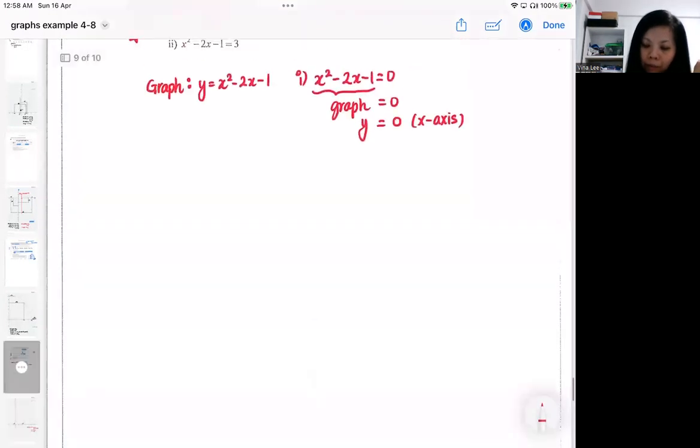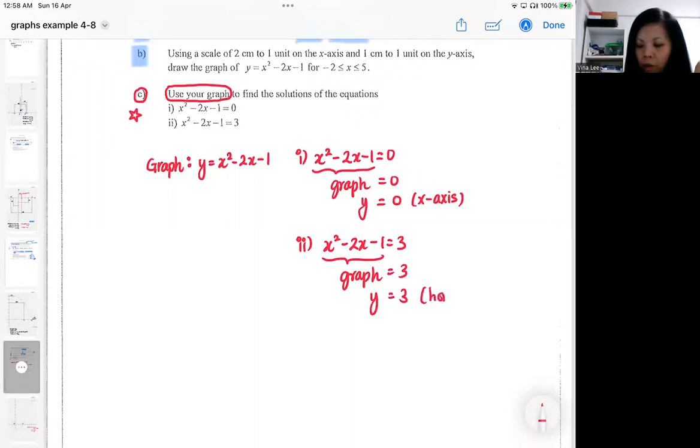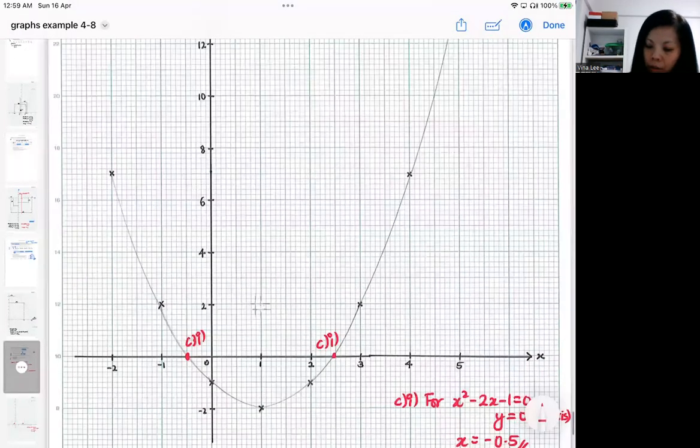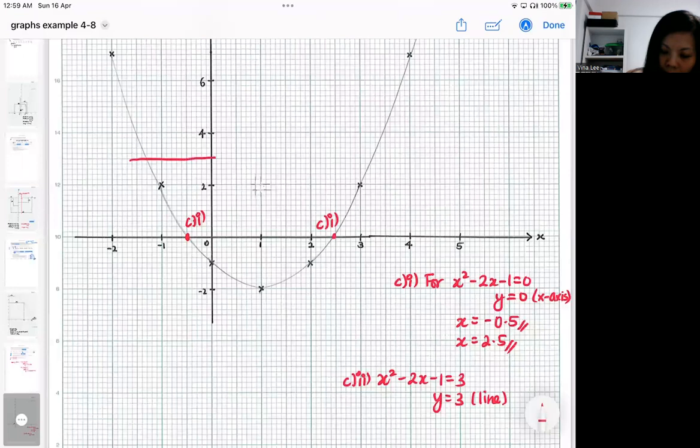So in the next part, x squared minus 2x minus 1 is equal to 3. So your graph is equal to 3, which means y is equal to 3. That is a horizontal line. So your job is to add a horizontal line. So C part 2: if you want to get the answer, this is y equal to 3, a horizontal line, so you add a horizontal line y equal to 3.